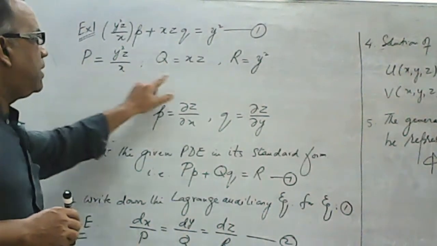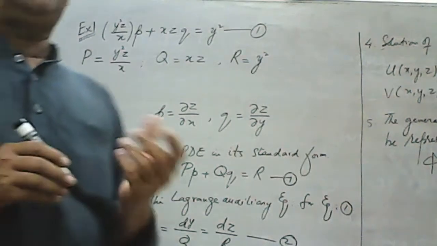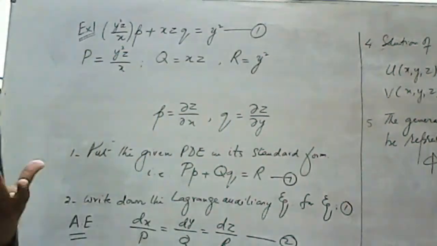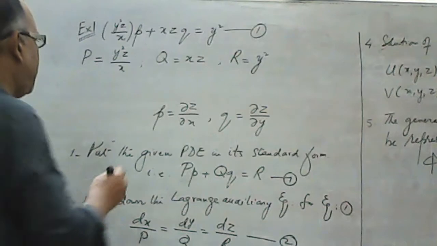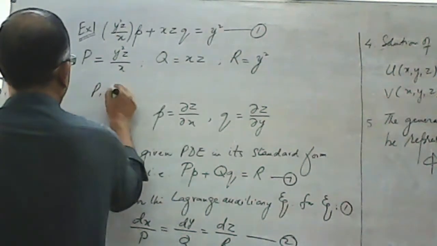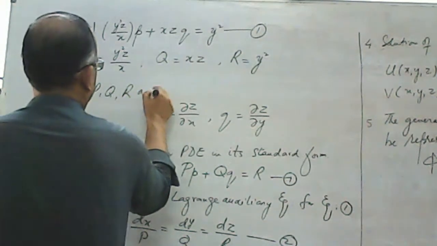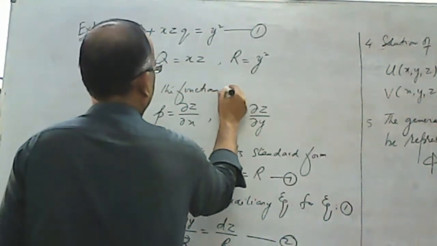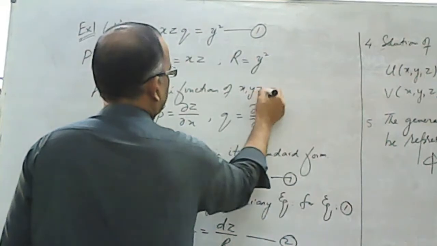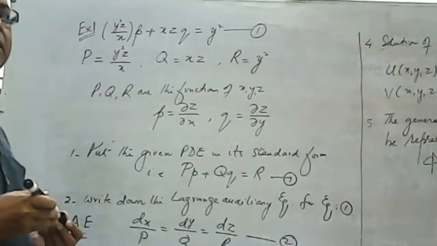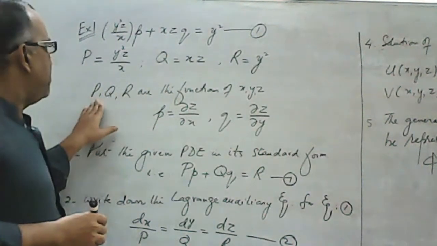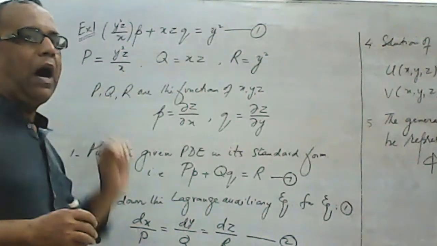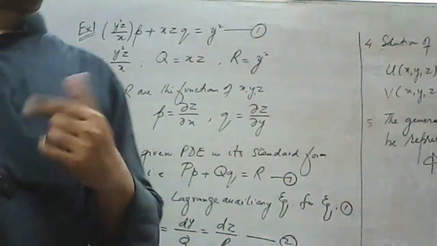Remember, these P, Q, R are the functions of X, Y and Z. When we say that P, Q, R are the functions of X, Y, Z, generally, it simply means that P, Q, R can hold any variables.